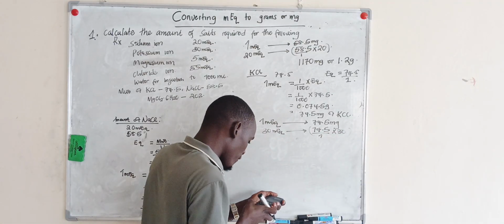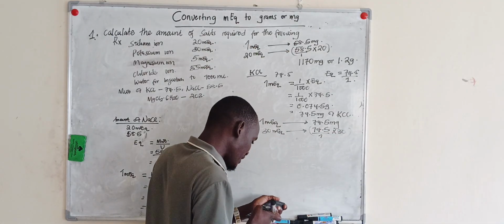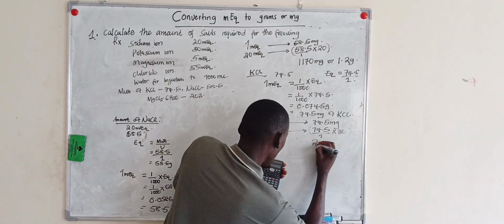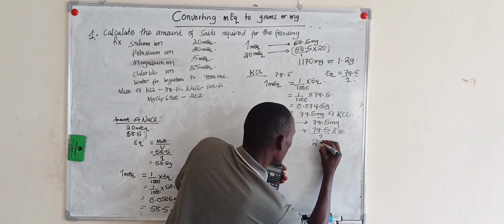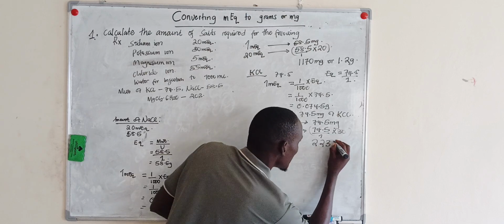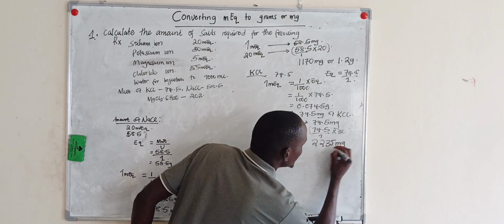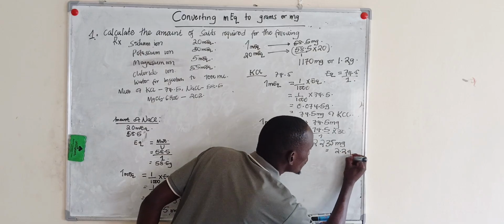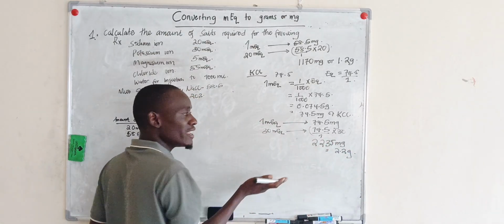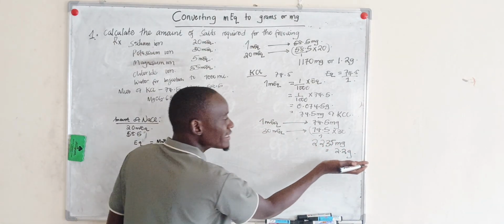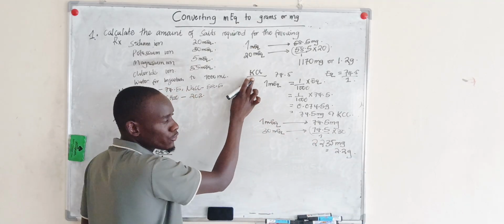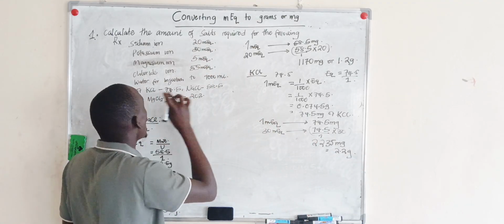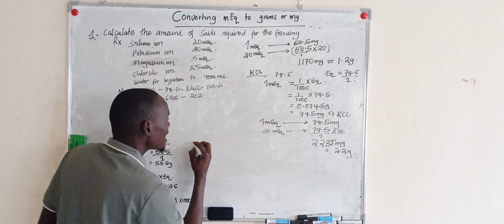And when we compute that, you realize that we are going to get 2,235 milligrams. And when we convert this to grams, we shall have 2.2 grams. It is simply we just divide by 1,000. So this is the mass of potassium chloride in 30 milligrams of the formula.